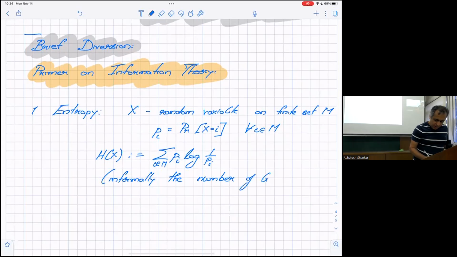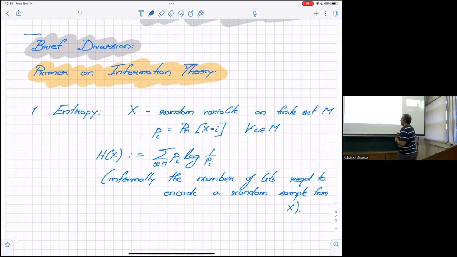the number of bits required to encode an average sample, a random sample from X. That's why Shannon introduced it, and he used the name entropy, coming from thermodynamics. Von Neumann suggested that he use this name, the same name from thermodynamics, because they mean a sort of similar thing. This means entropy in the information theoretic sense.